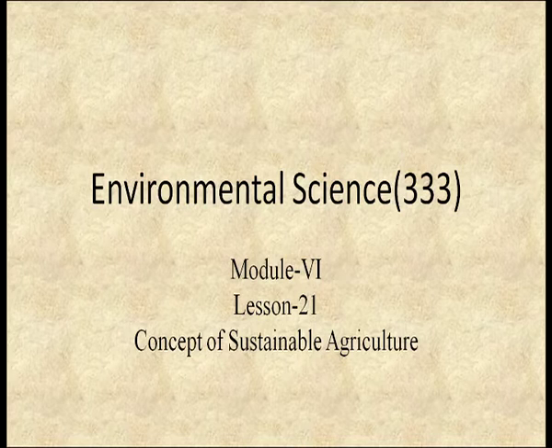In our previous program, we have already discussed modern agriculture, which includes the process of producing food, feed, fiber, cultivation of certain plants and raising of domesticated animals. So today there is a great demand to promote sustainable agriculture. This is lesson 21, concept of sustainable agriculture, of module 6, sustainable development.